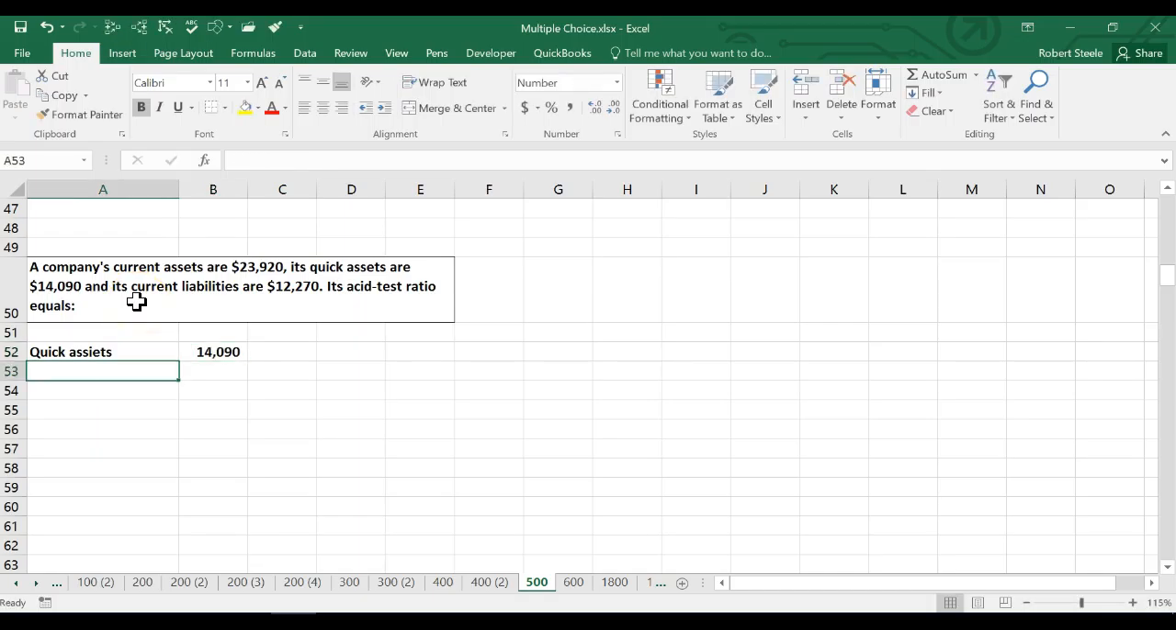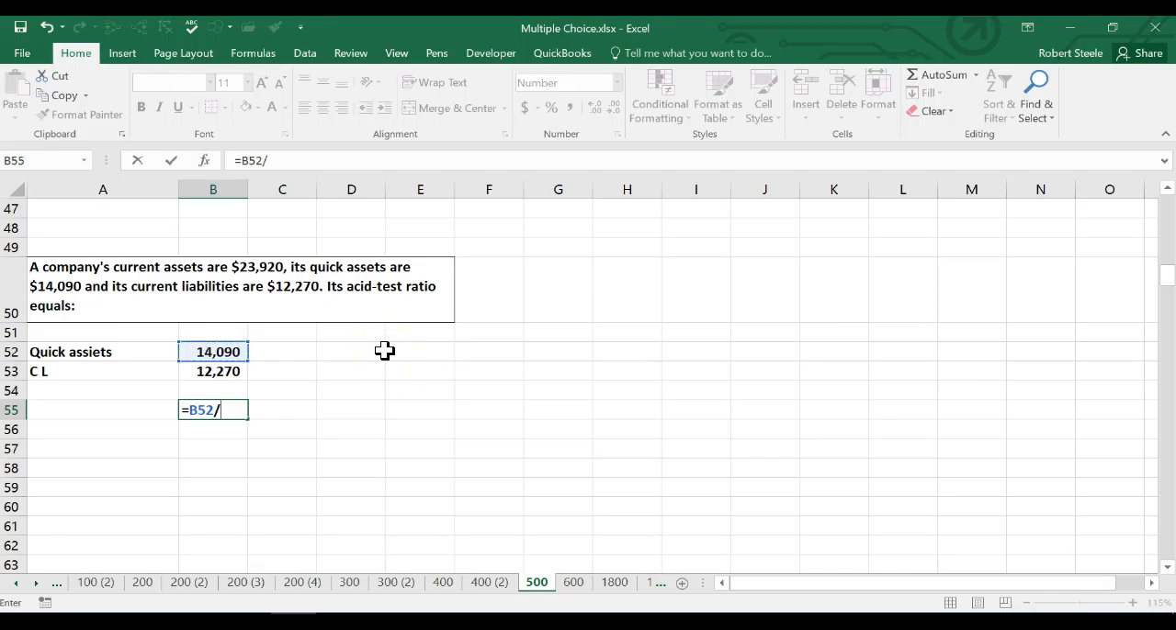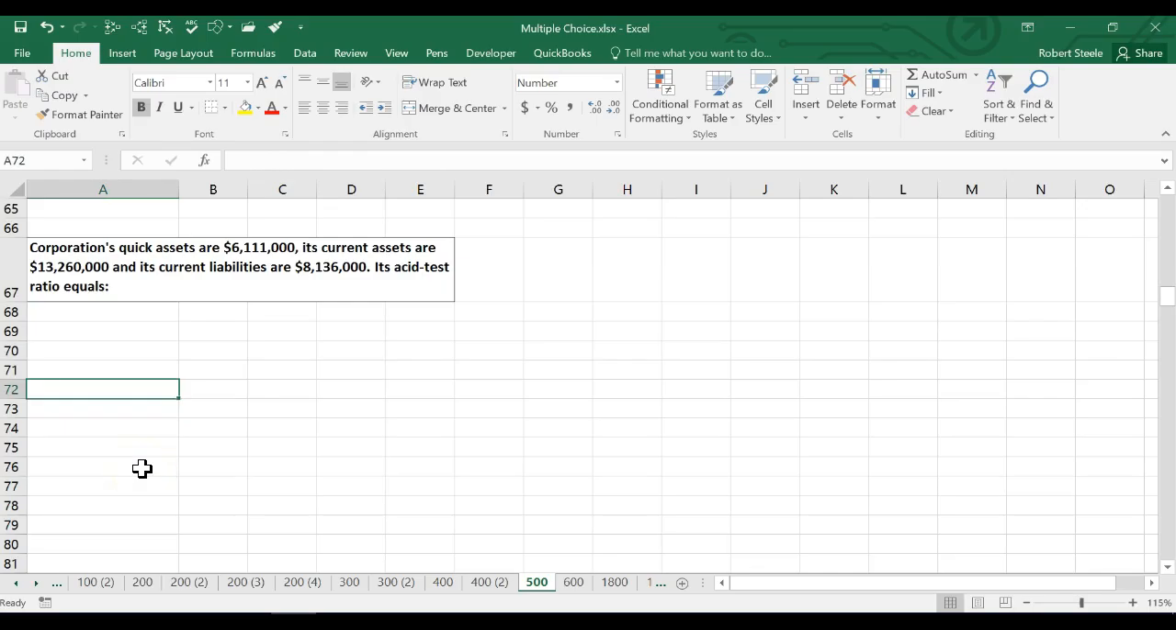It's always going to be less than the current assets. And we're going to divide that by the current liabilities, which were 12,270. So we then will take the 14,090 quick assets divided by 12,270 current liabilities. Then we need to add some decimals. So I'm going to go up to the home tab, the numbers group, and add decimals like so. 1.15. Again, it might be a little bit longer, but most problems will take it 2 places out like so.